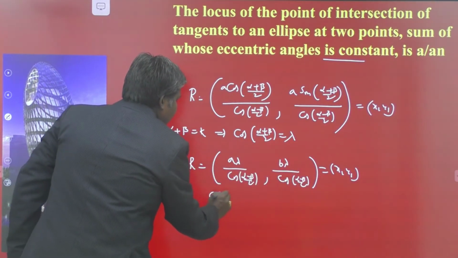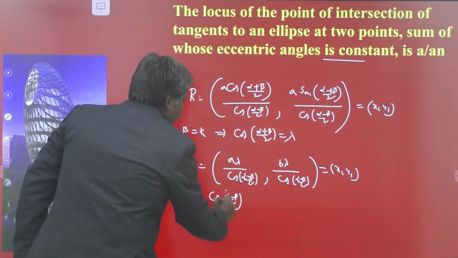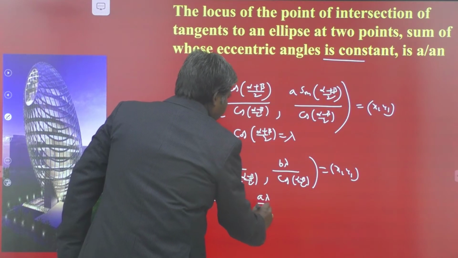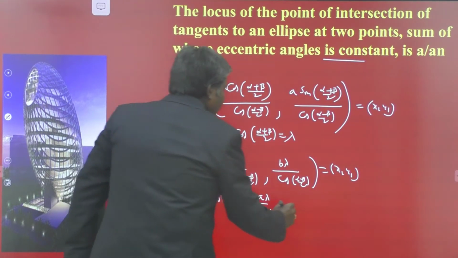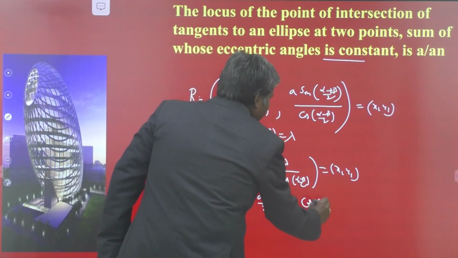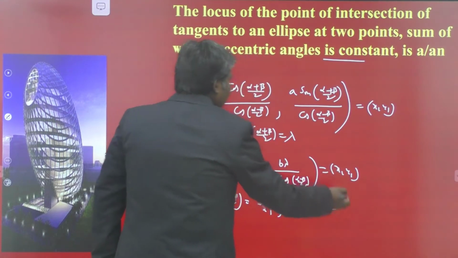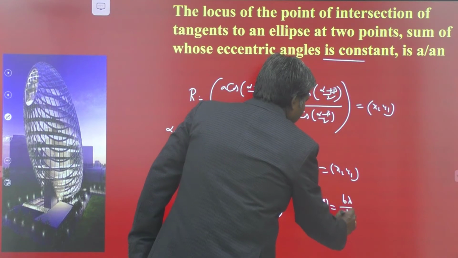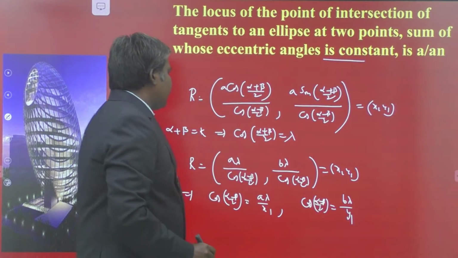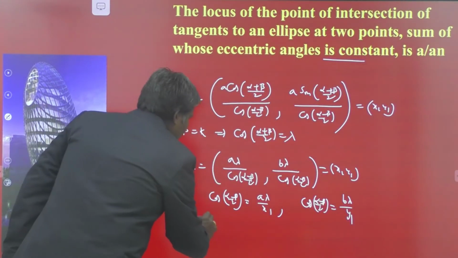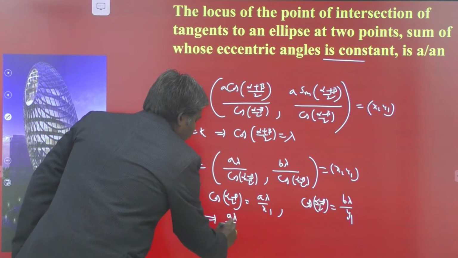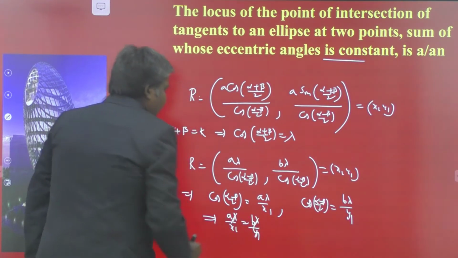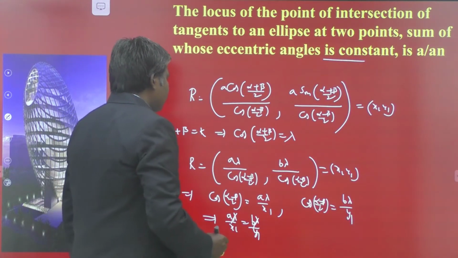Now from these two, you can equate these coordinates. You can find cos alpha minus beta by 2. Cos alpha minus beta by 2 is equal to a lambda by x1. Similarly, by equating the y coordinates, we obtain cos alpha minus beta by 2 equal to b lambda by y1. Now these two are equal. Immediately we can equate a lambda by x1 equal to b lambda by y1. Lambda gets cancelled. A y1 is equal to b x1.